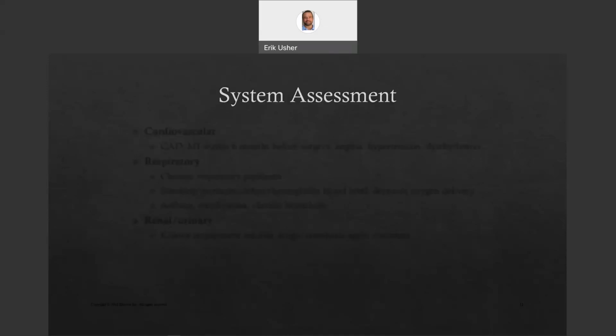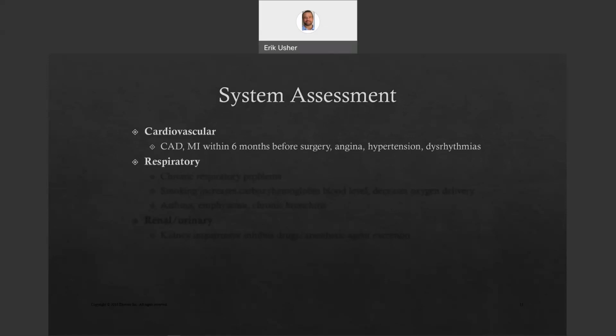So let's talk about a whole system assessment. Cardiovascular, again, we want to see if there's any coronary artery disease. Have they had a myocardial infarction in the last 6 months before surgery? Do they have angina, hypertension, dysrhythmias?